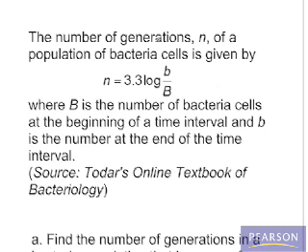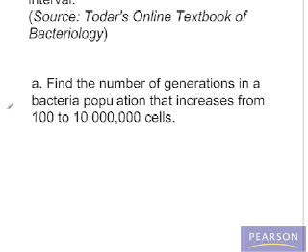The number of generations n of a population of bacteria cells is given by n equals 3.3 times the log of lowercase b divided by capital B, where capital B is the number of bacteria cells at the beginning of a time interval and lowercase b is the number at the end of the time interval. A. Find the number of generations in a bacteria population that increases from 100 to 10 million cells.